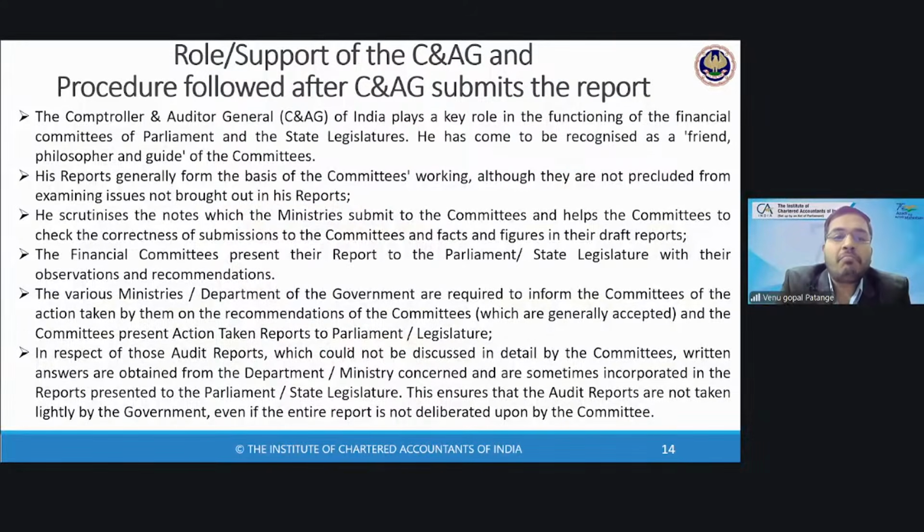So if the time is not available, if committees are not able to obtain responses from the respective ministries, if they have not given responses, they can put everything directly in the Parliament and state assemblies to get noticed, so it gets noticed in the house itself.